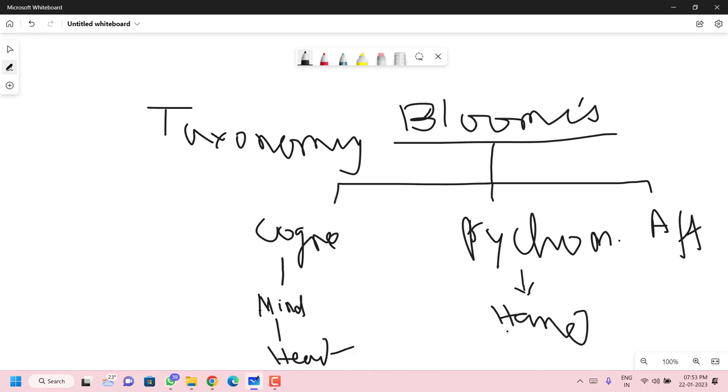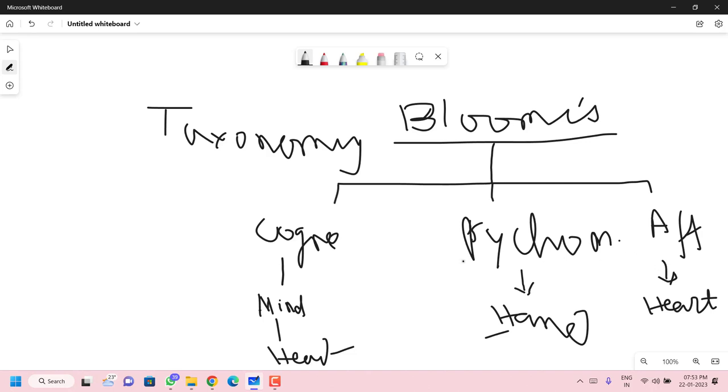Head, hand, and this feeling. From where do feelings come? Feelings come from the heart, isn't it? From where the feeling will come, from where the attitude will come, that is the heart. So head, hand, and heart, these are the three major domains under Bloom's taxonomy.